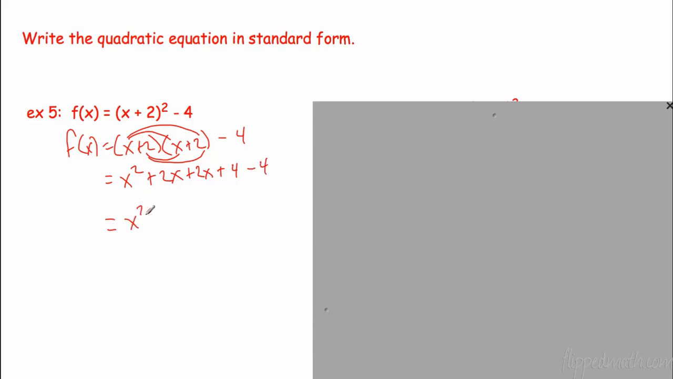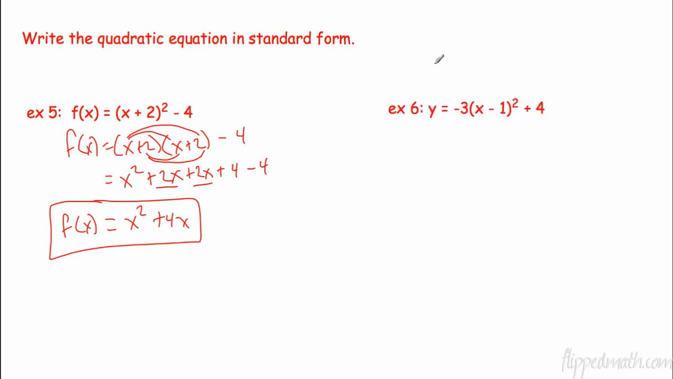Combine like terms. X squared, I have 2x's and 2x's, that's 4x's. 4 minus 4 is 0. So, in standard form, the same thing there is going to be x squared plus 4x. All right? Let's try a little bit harder one.